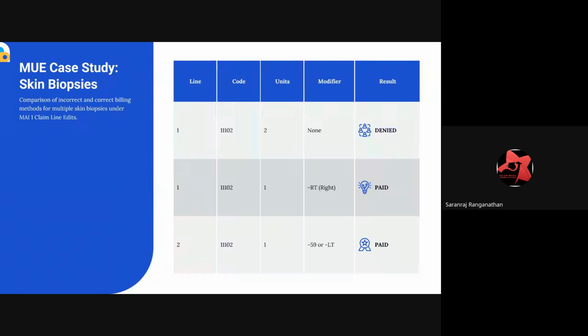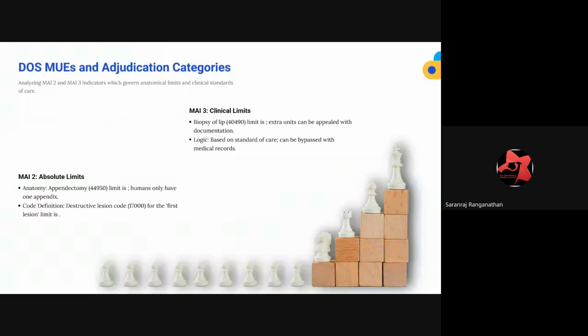The first one, I can override with the modifier, right side, left side, 59 modifier, which will be indicated with MAI 1. It means when the CPT says 1, I'm happy, I can use the modifier. When the CPT has the indicator MAI 2, I cannot use any more modifier.